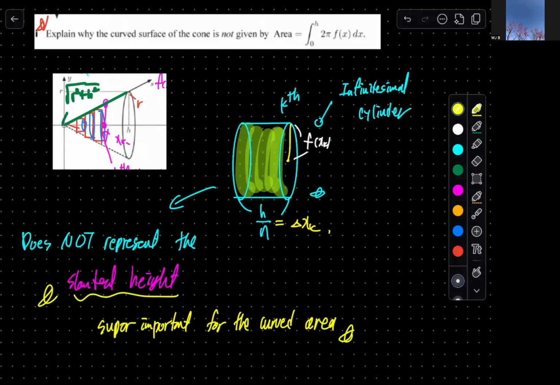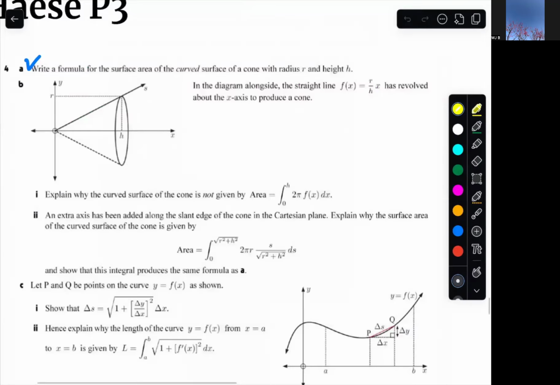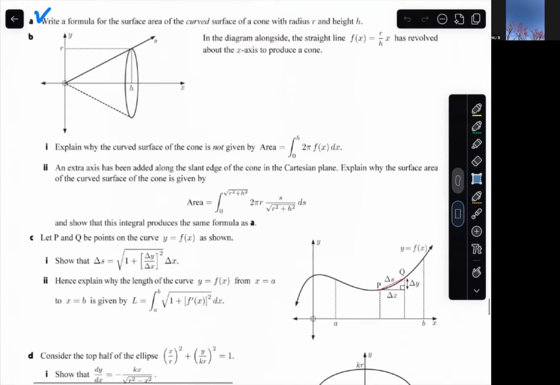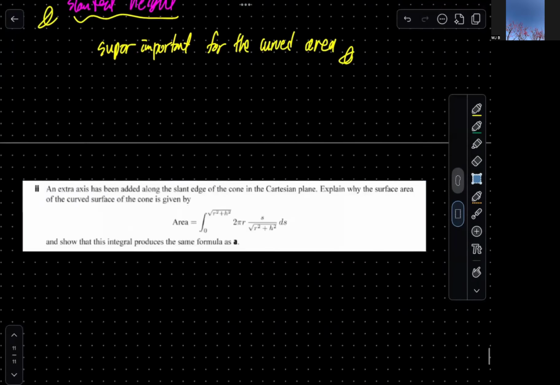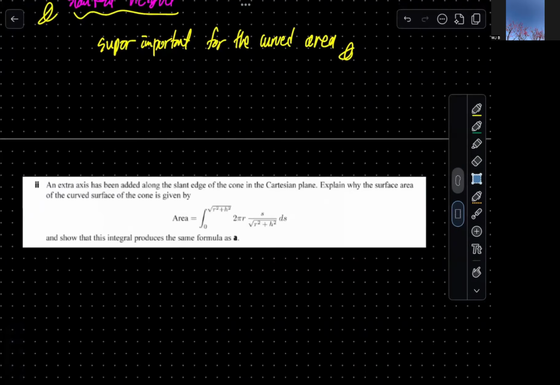So what we need to do in the question is, how can you make it better? Now they're asking, an extra axis has been added along the slanted edge. Yes, because the slanted height is very important for the cone. They're asking to explain why the surface area of the curved surface of the cone should be given as such. So now they're asking me to change it.